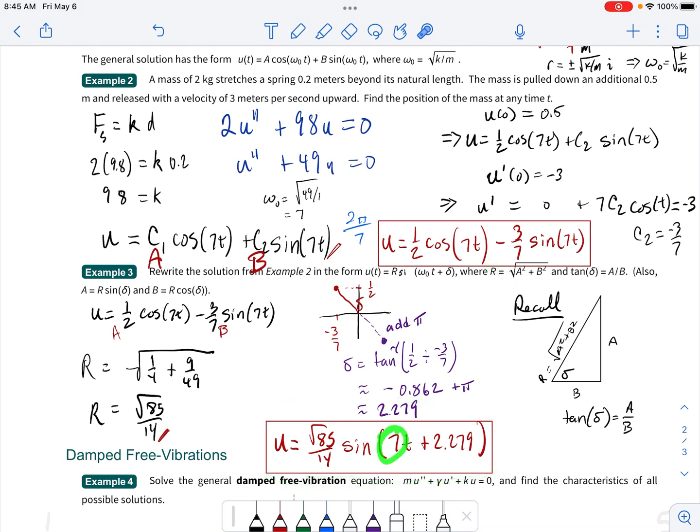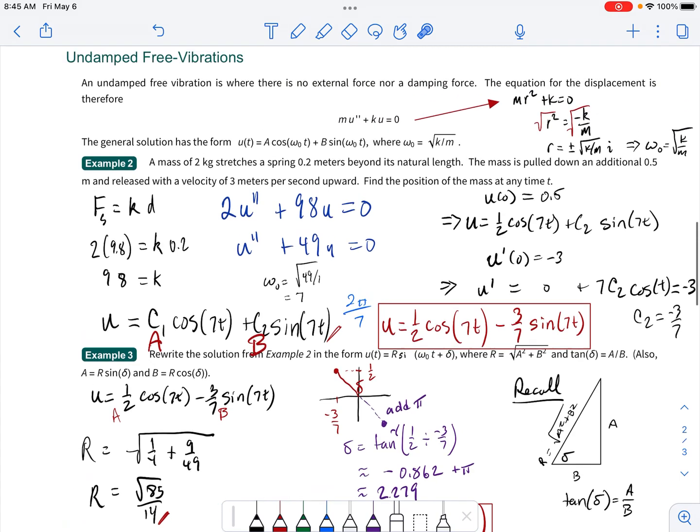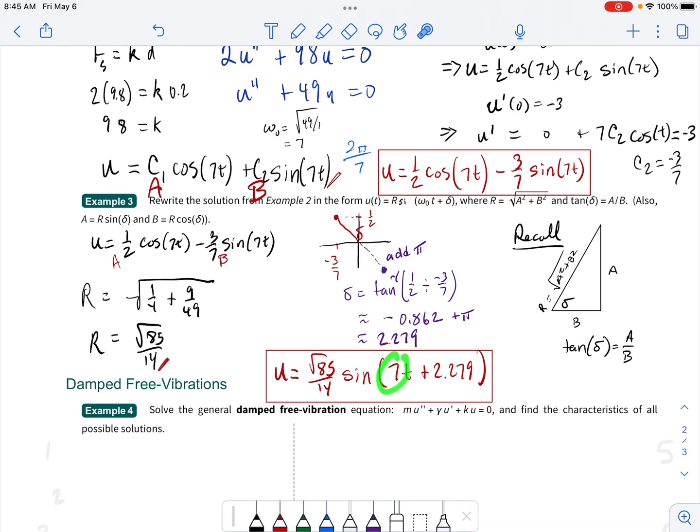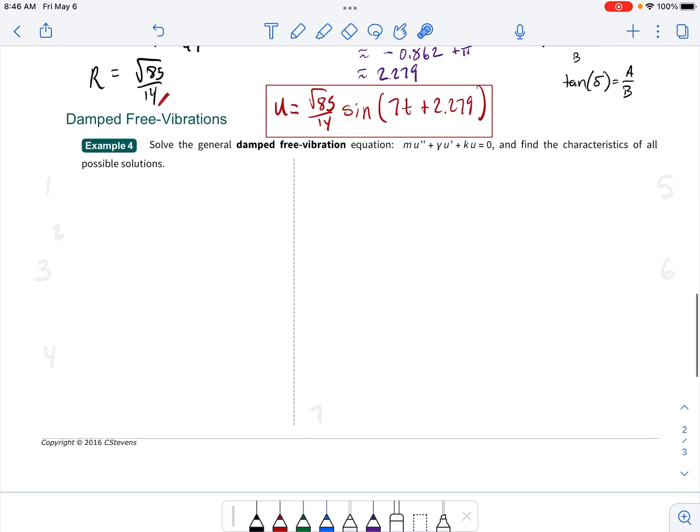This new frequency here, this 7, is still the natural frequency of our undamped free vibration. Now, when we do apply damping to it, that frequency is going to change, and we call that new frequency the quasi-frequency. Then we can find the period, 2 pi divided by that, would be the quasi period. So how do we develop the idea of damped free vibration?